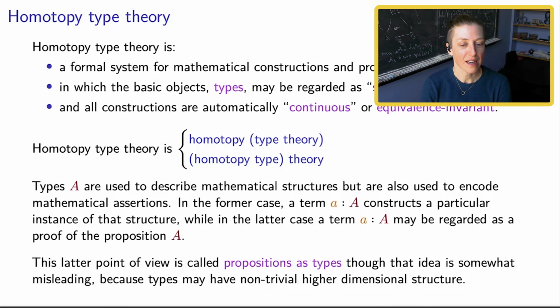This is sometimes called propositions as types. It is also referred to as the Curry-Howard isomorphism or Curry-Howard correspondence. So we're unifying construction and logic, construction and proof. To some extent that's a good intuition, but it's also a little bit misleading, because one of the things we'll see about homotopy type theory is that these types can have non-trivial higher dimensional structure, just like spaces can. I'm thinking of things like loops and spheres, higher homotopy.